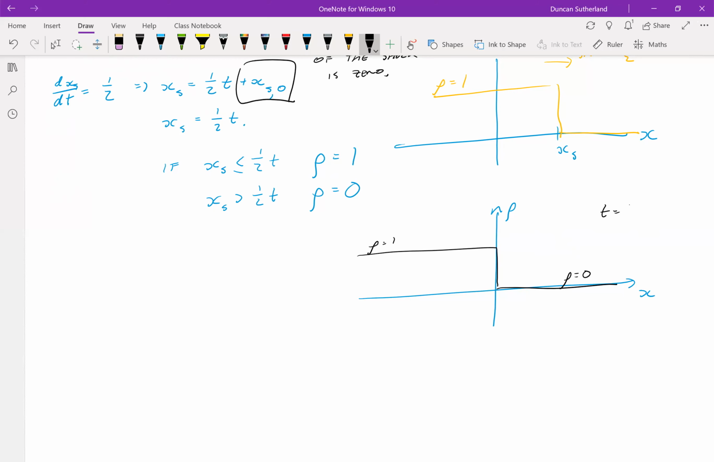The black line is t equals 0. The yellow line is t equals 1. t equals 2, and so on. You get the idea. Alrighty, so that's a shockwave solution to this equation.